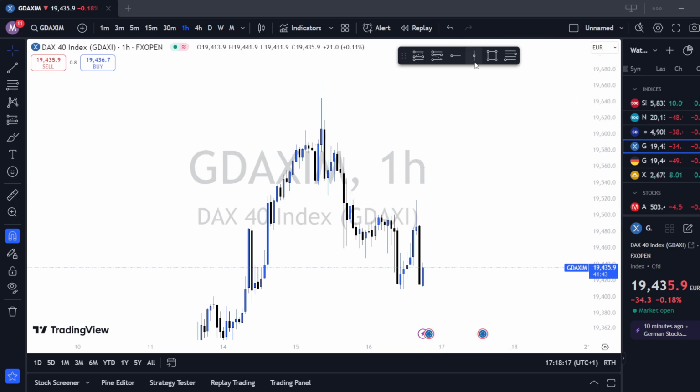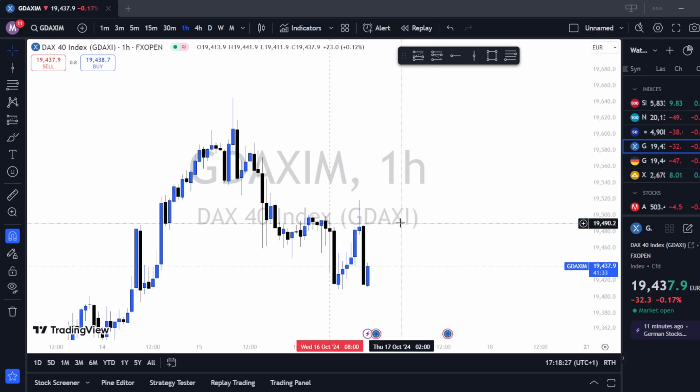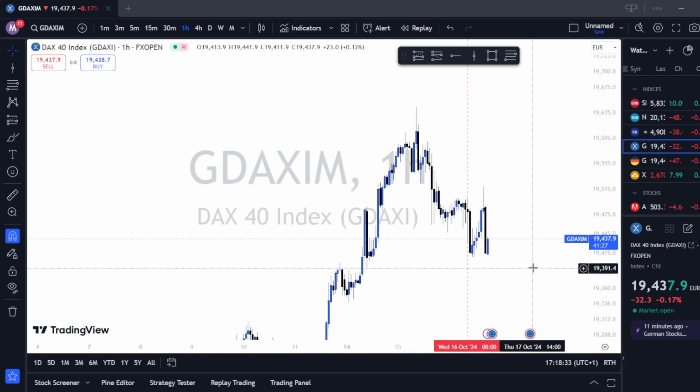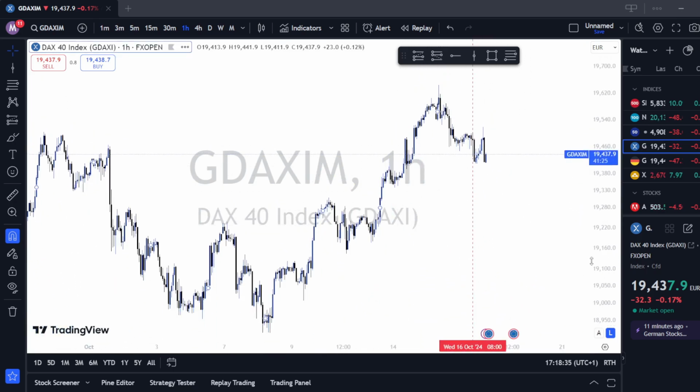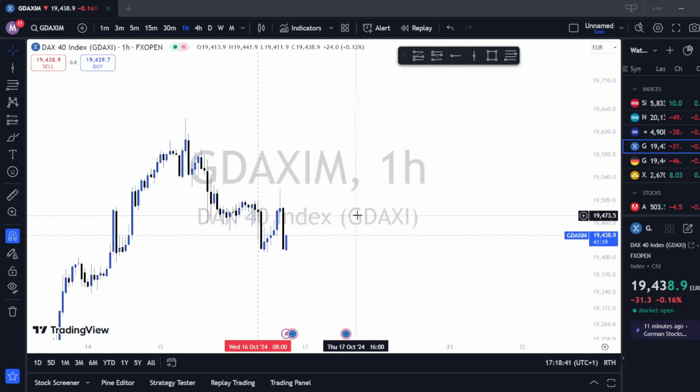So I'll mark out the opening time, market open, which was 8 AM, and my daily bias for the day was bullish. The main reason was the overall trend was basically bullish on the bigger time frame.